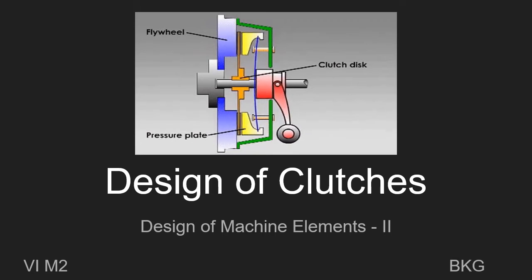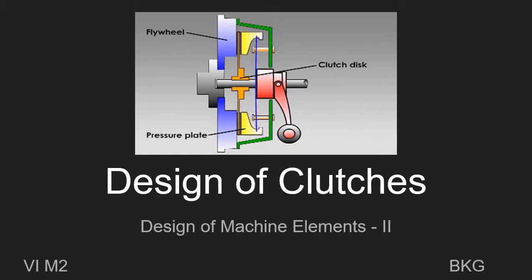We have now moved into module 4 unit 2, design of clutches and brakes. In this video we look into the designing aspects of a clutch. This is an introductory video that speaks largely about the design factors, the functioning, and the theoretical aspects regarding a clutch.